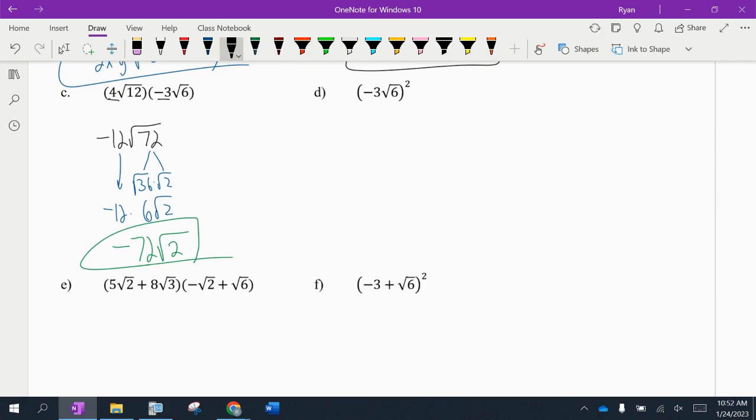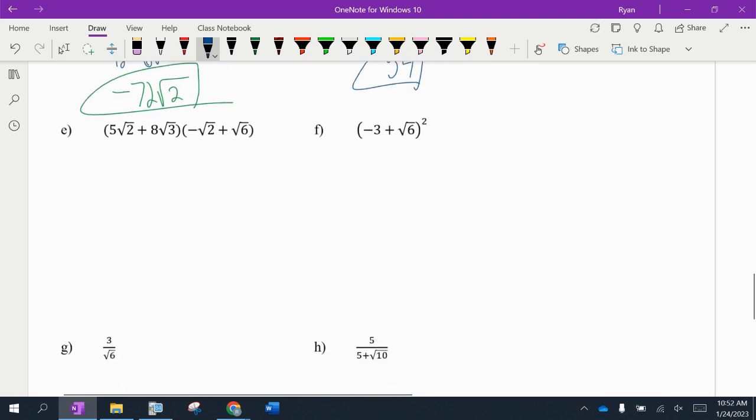Letter D means we need to take negative 3 root 6 and multiply it by itself. Now, those are just monomials, so I'm not drawing a bunch of arrows. I'm just multiplying like parts. Negative 3 times negative 3 is 9, and it is positive 9. Square root of 6 times square root of 6 is 6. Multiply 9 times 6, and we get 54.